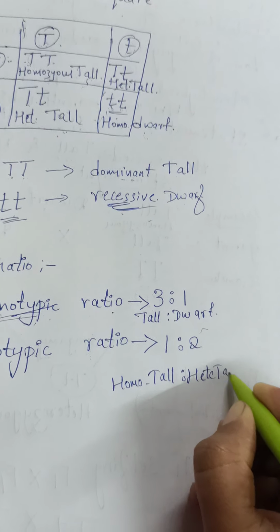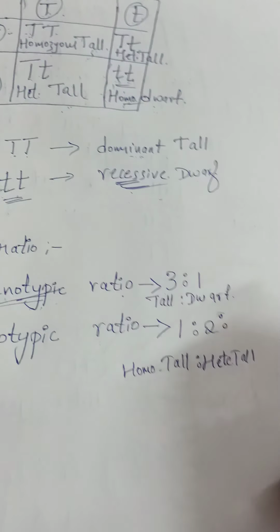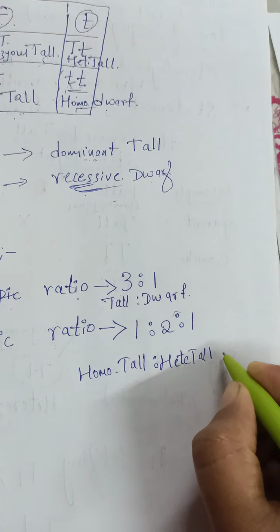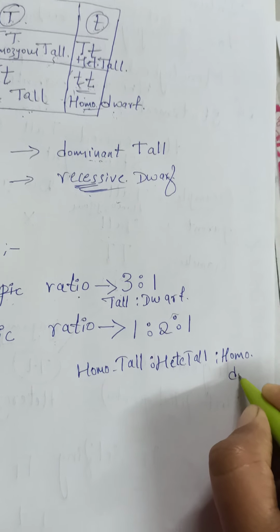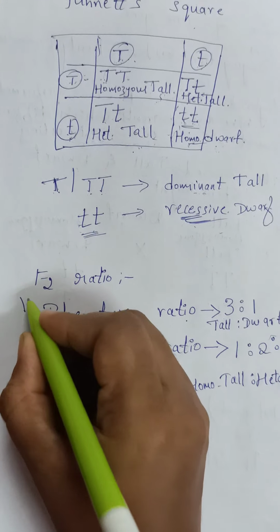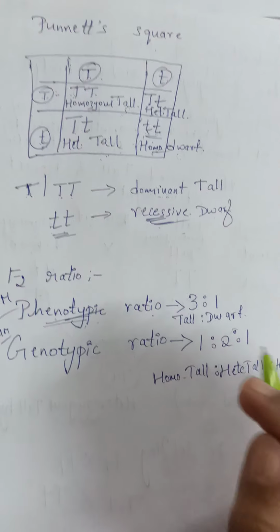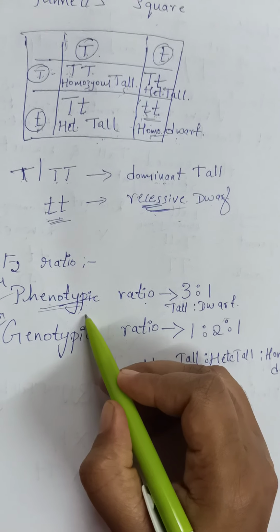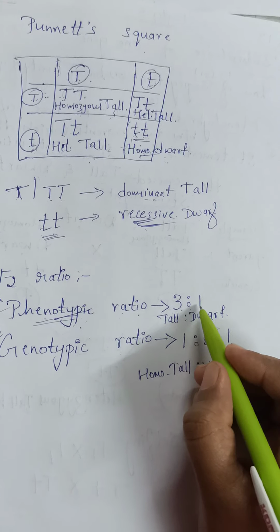Heterozygous tall and one is homozygous dwarf. So this is homozygous dwarf. This is the genotypic ratio. See, for one mark also this is very important. They may ask you phenotypic and genotypic ratio of monohybrid cross. See, when it comes to phenotypic ratio, it is always 3:1.